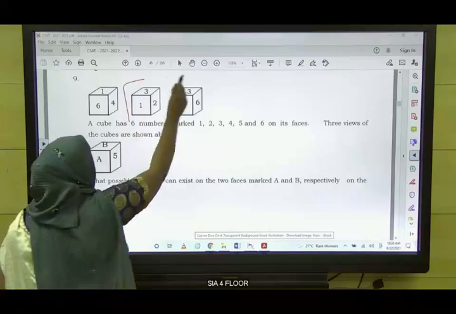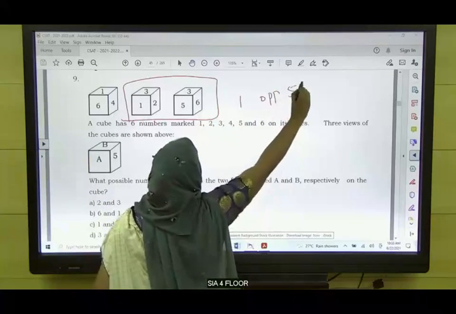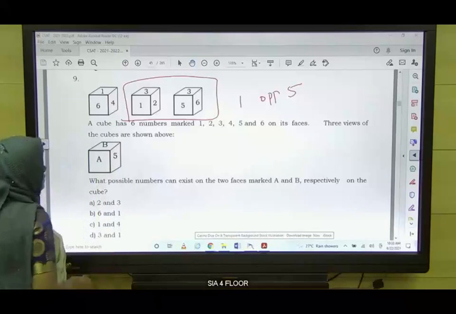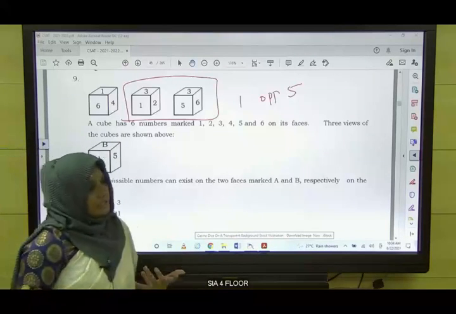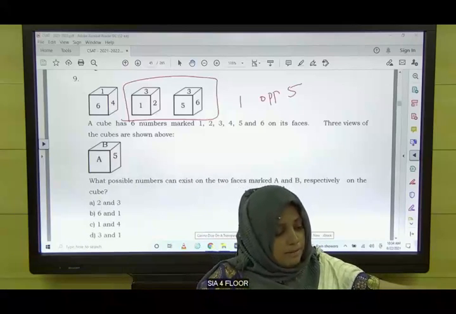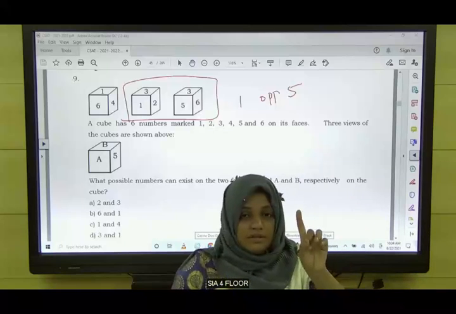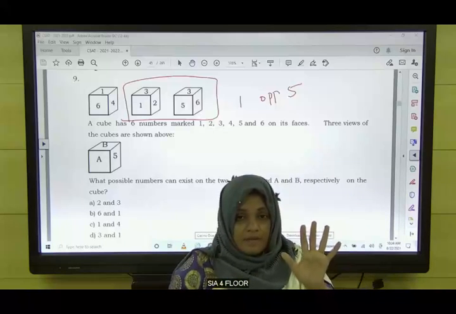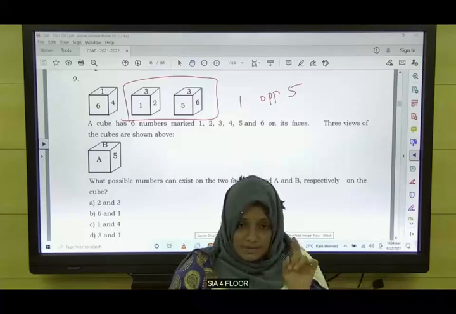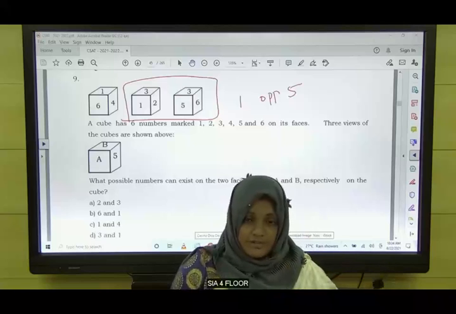When you compare these two, you will find 1 is opposite to 5. So it's very clear that the number 5 is given. Let me tell you how to think about this question. There is only one number given, which is number 5. So you can do something about that number only. So that's why I'm finding out what is opposite to 5.